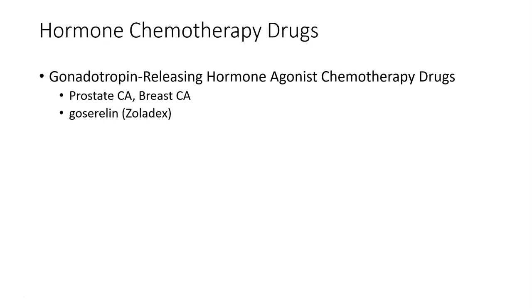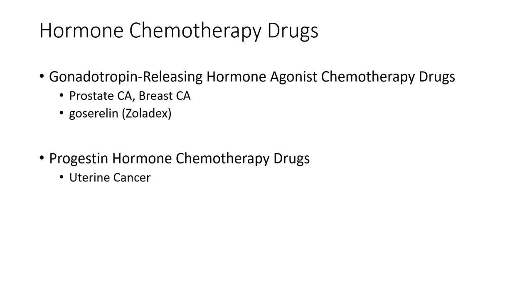And then we have progestin hormone therapy drugs, and these are going to work similar to the female hormone progesterone, which is usually produced in the ovary. These drugs are used to treat uterine cancer in females because progestin is a different female hormone than the estradiol that stimulates breast and uterine cancer to grow. So the drugs medroxyprogesterone or megestrol can be used, and those are also used in treating menopausal symptoms.